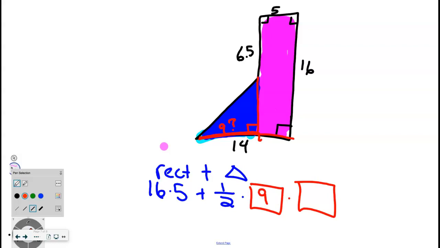Good chunk. All right. I also don't know the height of the triangle, but I do know that this whole way is 16. And I know this piece is 6.5. So when you do 16 minus 6.5, what's that, 9.5? See how these two add up to 16. The opposite sides have to be the same. Then you're going to hop on your calculator.